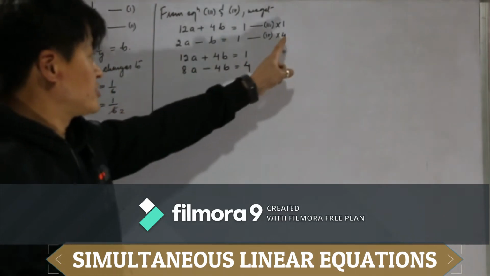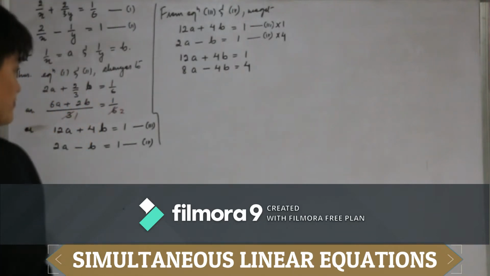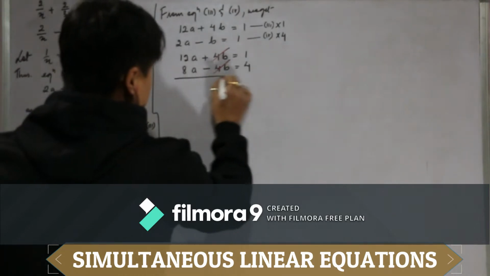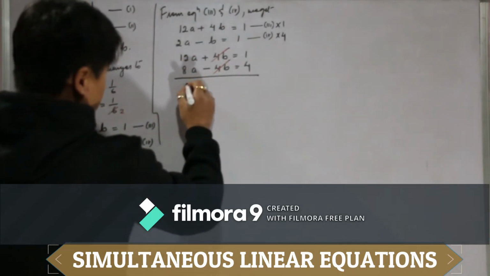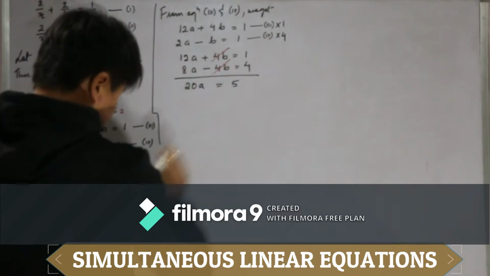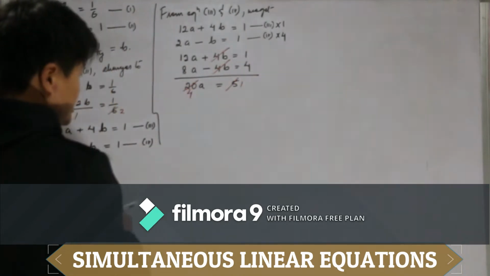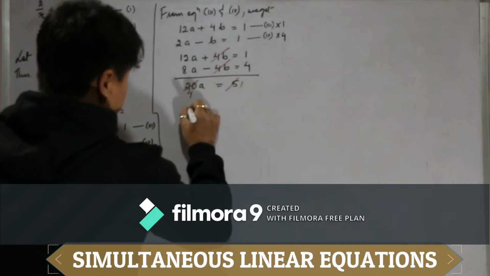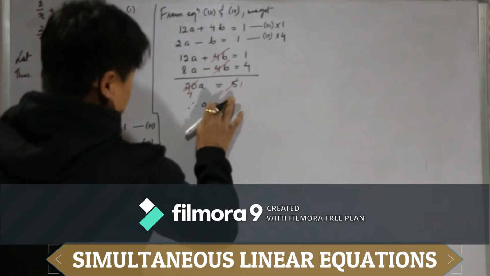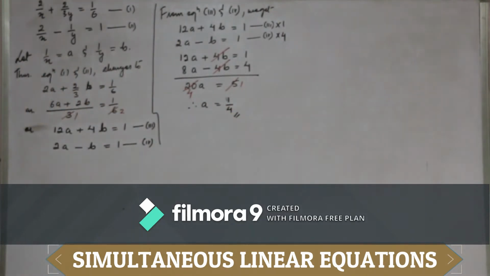So when we multiply with 4, we are getting plus 4b and minus 4b, the same but different sign, so we can cancel them. Then by adding 12 plus 8 we get 20a is equal to 5. Then we cancel, 5 1 are 5, 5 4 are 20. Then we will get the value of a. Therefore a is equal to 1 by 4. We got the value of a.